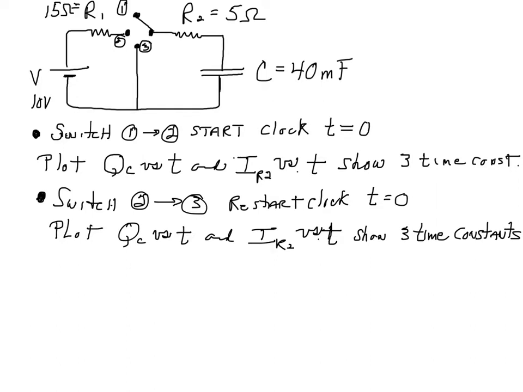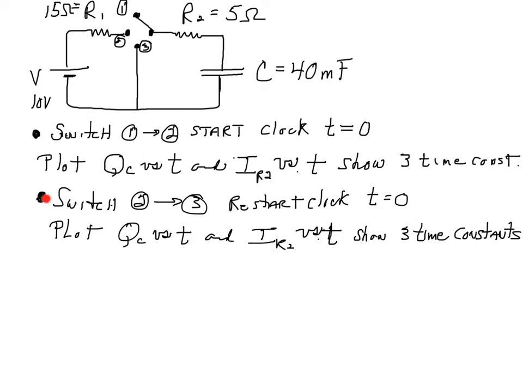And we're going to take the switch from position 1 and close it to position 2 and start the clock at t equals 0. So we're going to close this, we're going to start the clock, and for that we want to plot the charge on the capacitor versus time and the current through R2 as a function of time. And we want to show 3 time constants in the graph.